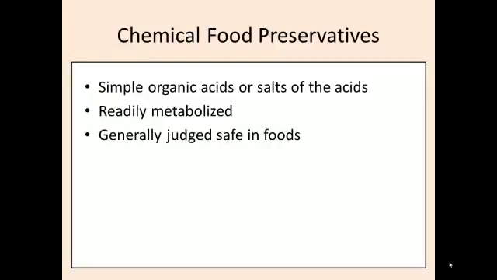Now remember what acids do? If you lower the pH, that also inhibits the growth of the microbes because most microbes prefer a more neutral pH. So this is kind of the same thing as what we're doing when we salt our hams or we cure our pickles by producing acids in vinegar, or back in the old days getting lactic acid bacteria to produce lactic acid to cure our pickles. They're readily metabolized. Our bodies are used to dealing with acids and salts, and they're generally judged safe in foods.